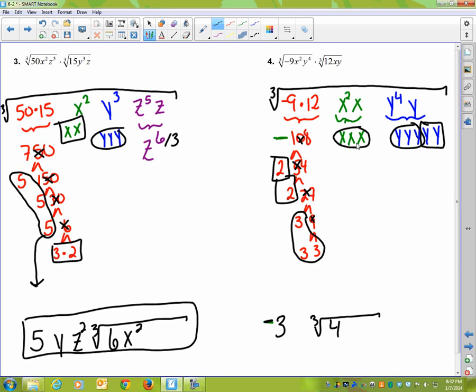The x's, there was one group of 3, so I brought it out. The y has one group of 3, and there's 2 y's left over on the inside. Negative 3xy times the cube root of 4y squared.